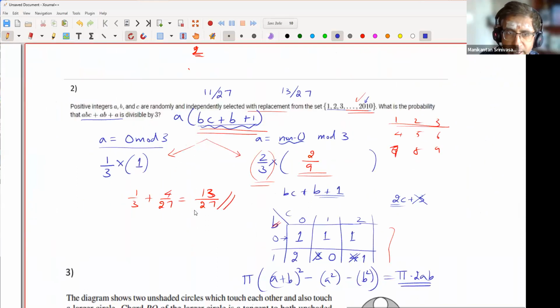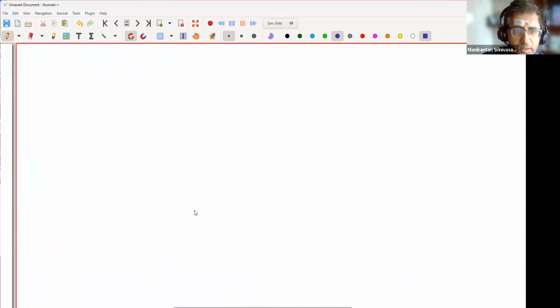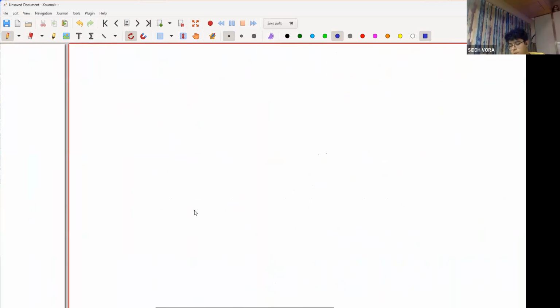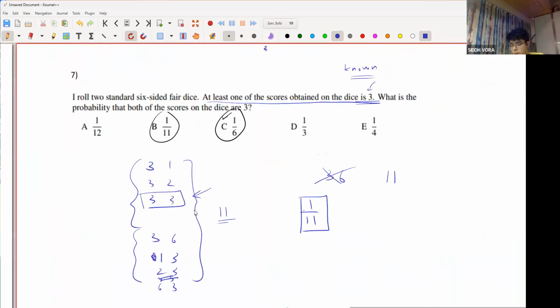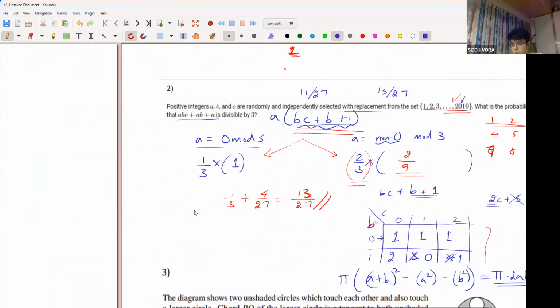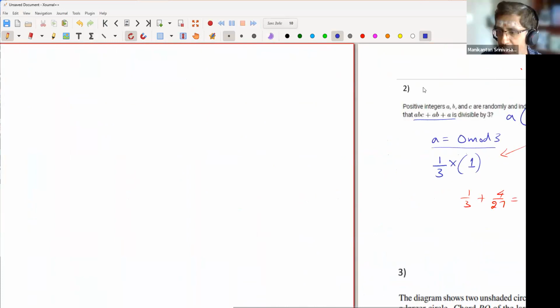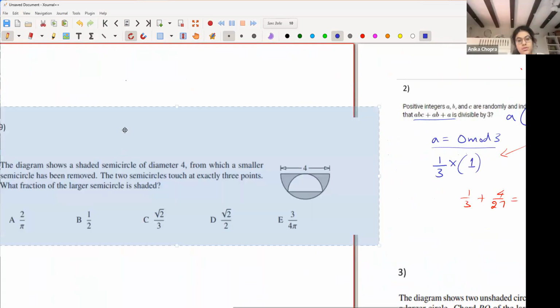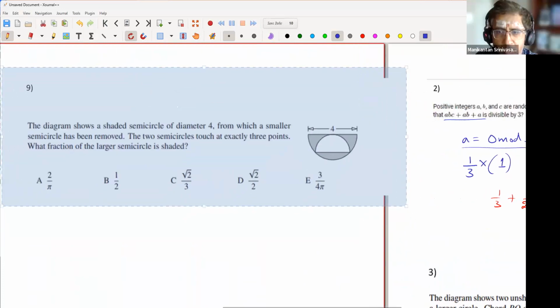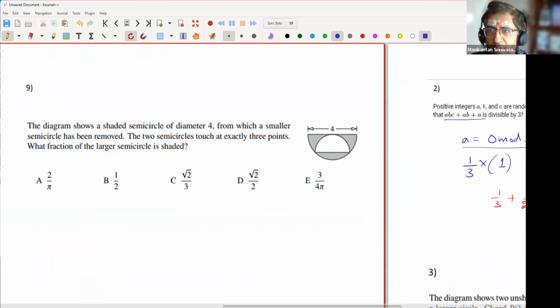Siddharth, what did you get on question 9? Actually, I couldn't solve question 9. I was confused in that. Okay. Anika, what did you get on question 9? I got 1/2, B. Yeah, it seems like a fairly straightforward question.